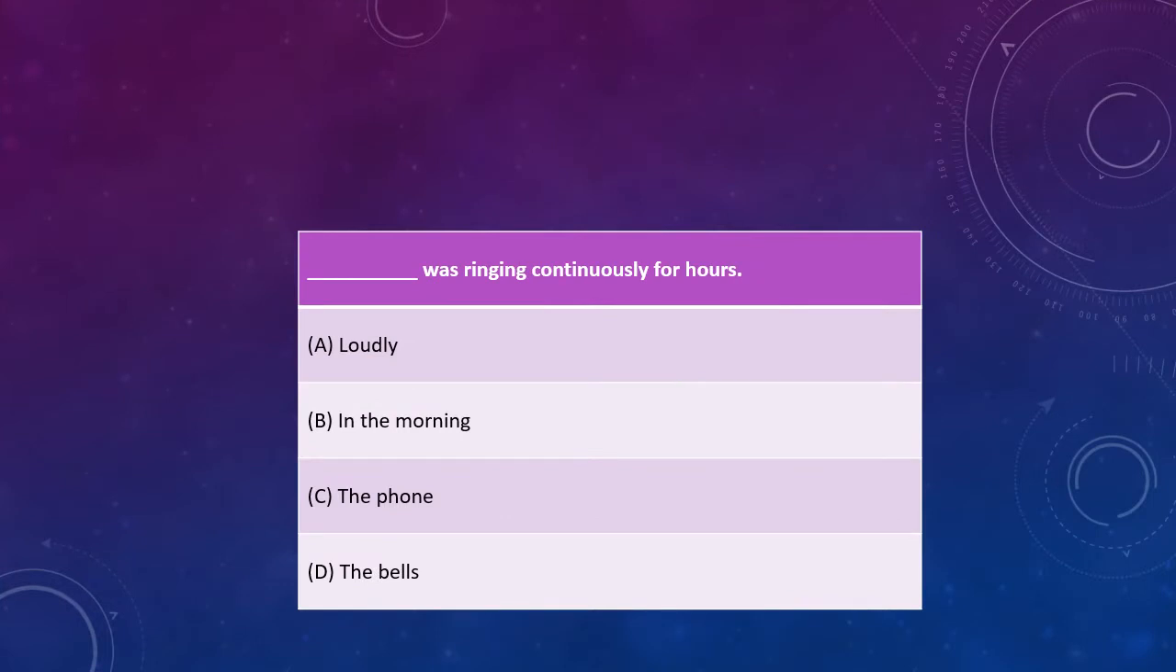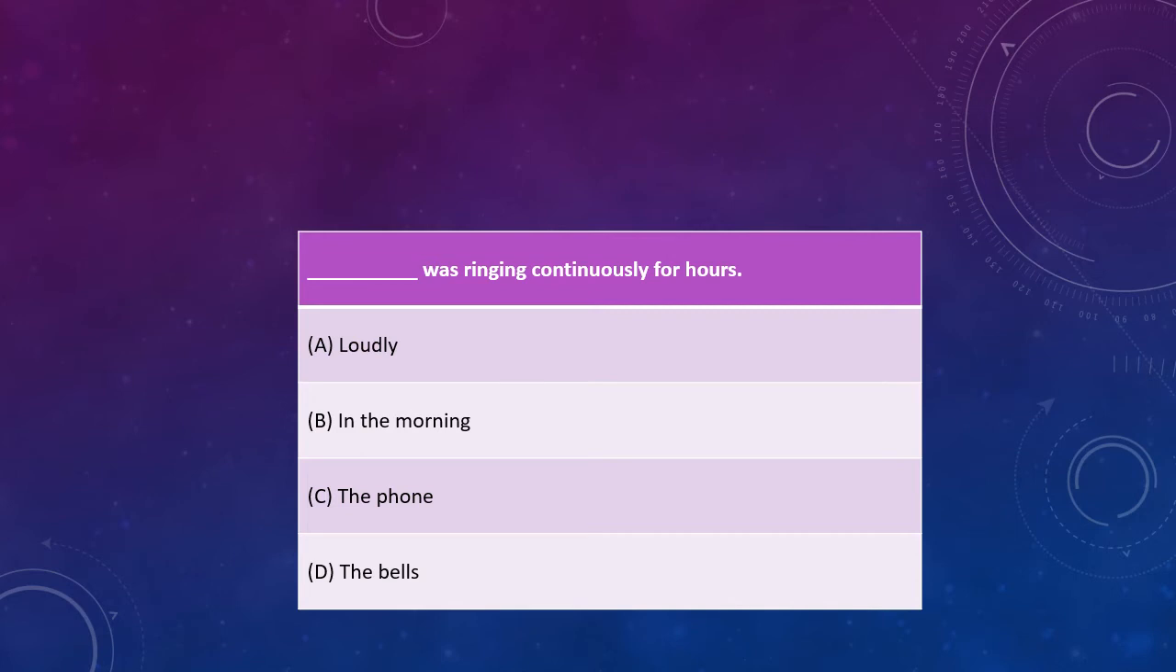At first, when you read the questions, make sure you know that the sentence is missing either the subject or the object or both. Okay, so this one is an example of a TOEFL test question. Here is the sentence, and what you need to find out is what the sentence is missing. So you see, it starts with a blank and then was ringing.